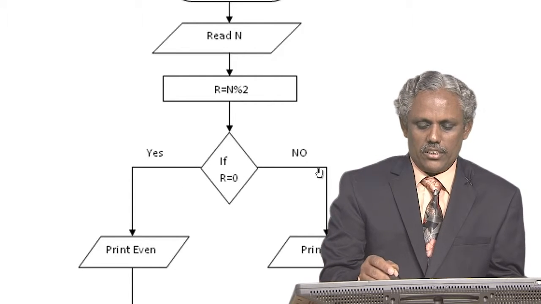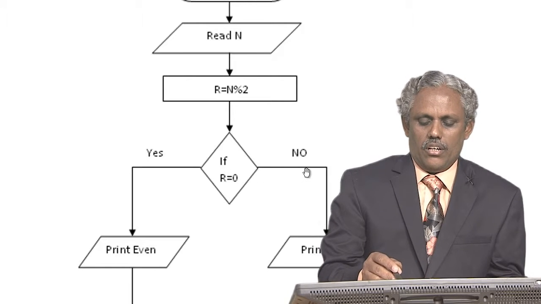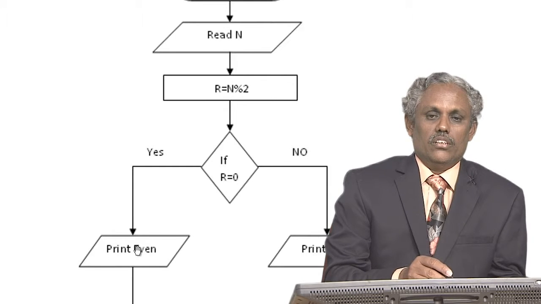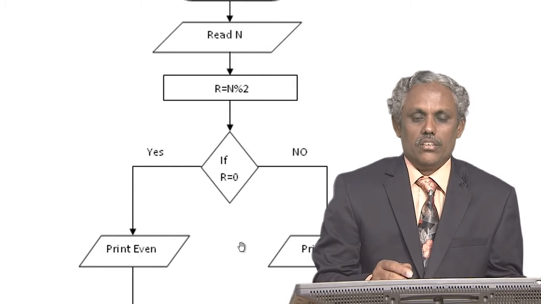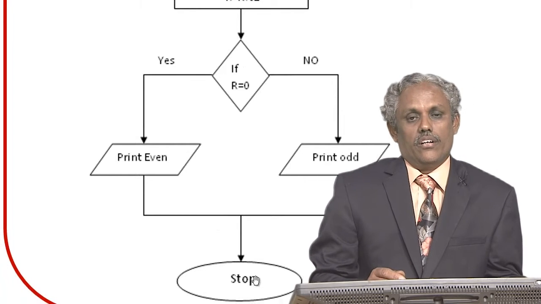The arrow indicates the flow. After the decision, it goes to either printing odd or even. This is a two-way selection method. So, then it comes to the end.